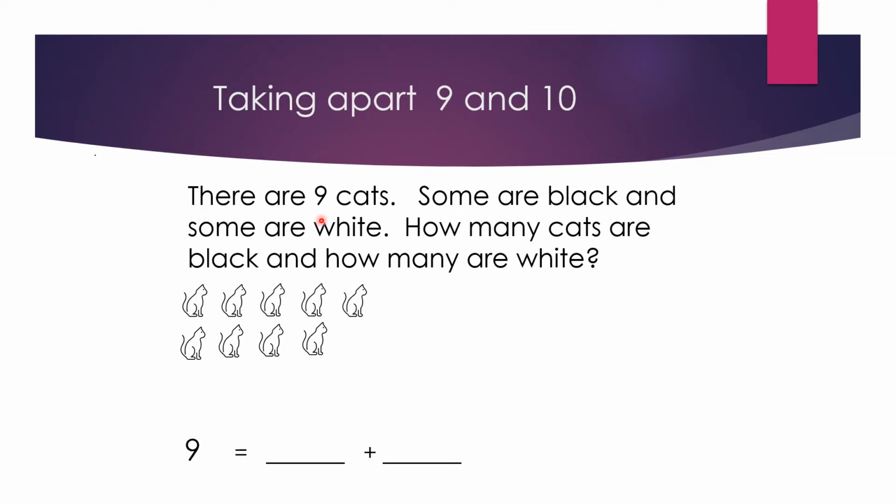There are 9 cats. Some are black and some are white. How many cats are black and how many are white? Kindergarten, what important number did you hear in our number story? That's right. You heard that there were 9 cats altogether. So we know that our drawing is going to include how many circles?